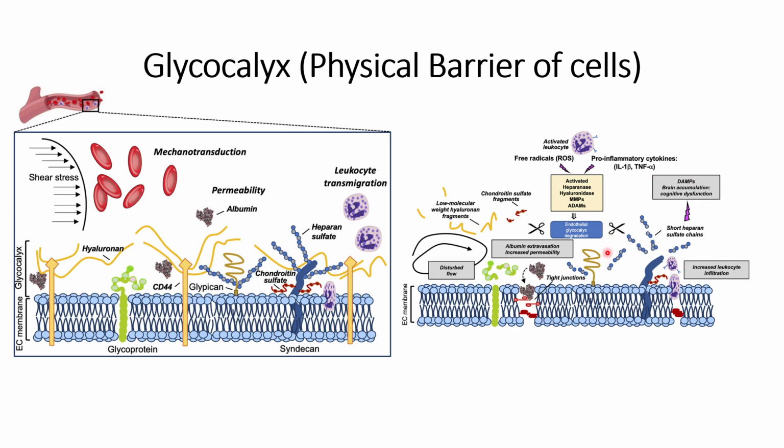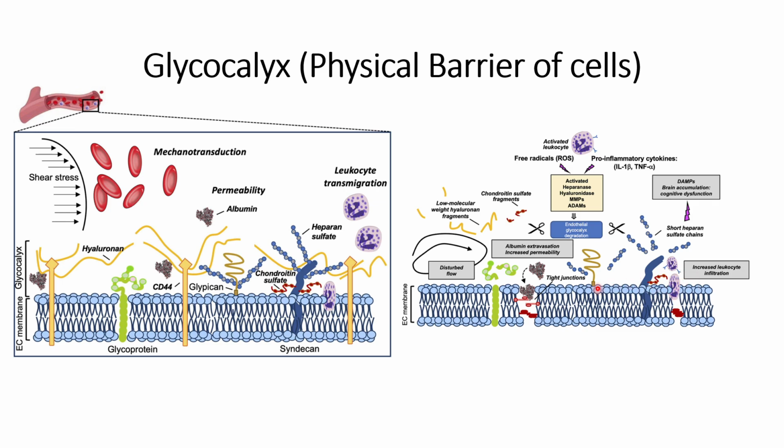And at the microscopic level, what it does is it will disrupt the blood circulation flow, and also the low molecular weight hyaluronic fragments and chondroitin sulfate fragments will get cleaved off from the glycocalyx surface, and it will not be able to do its function normally, such as mechanotransduction, helping in coagulation, and also leukocyte transmigration. This will not be done in an efficient manner.